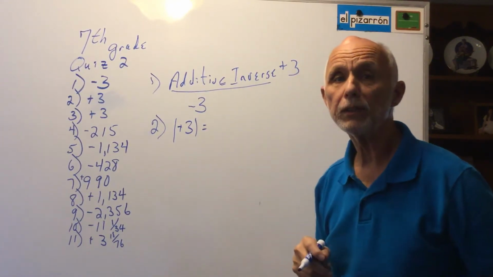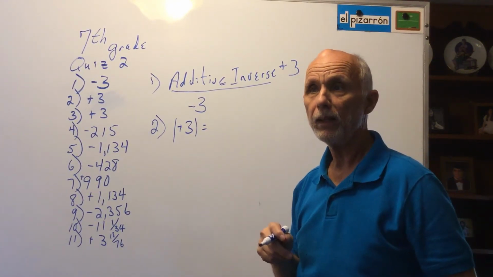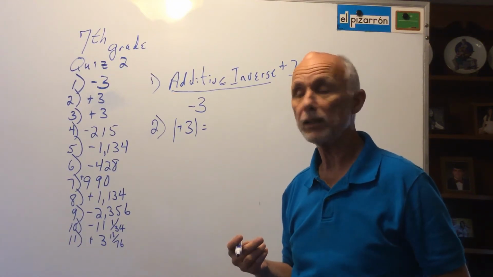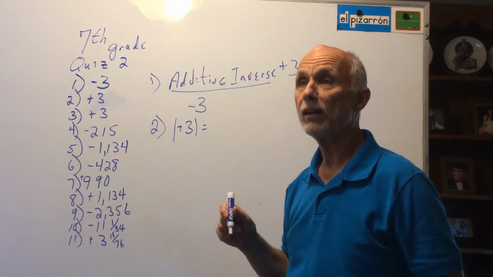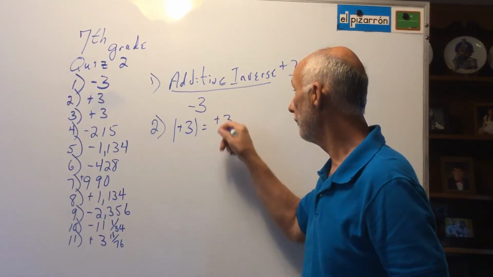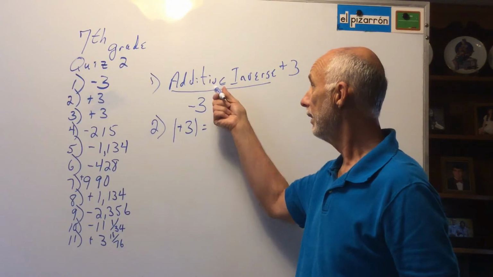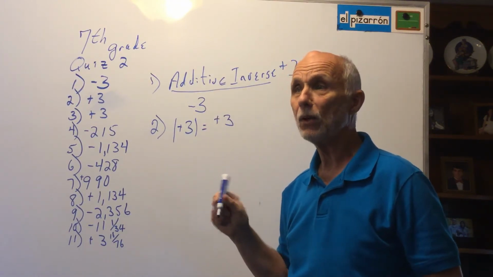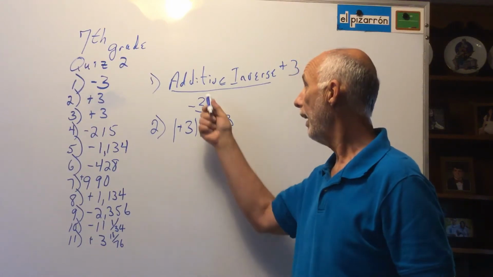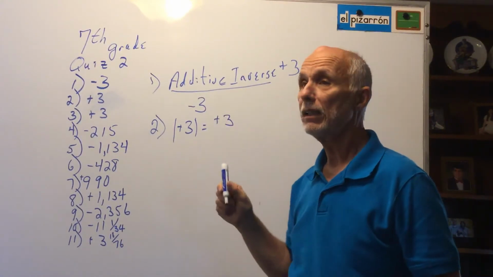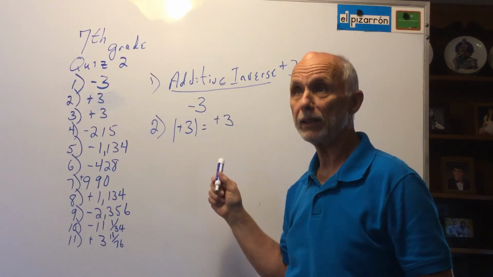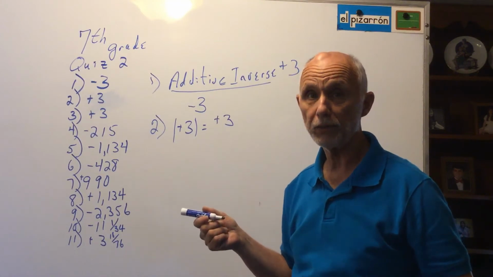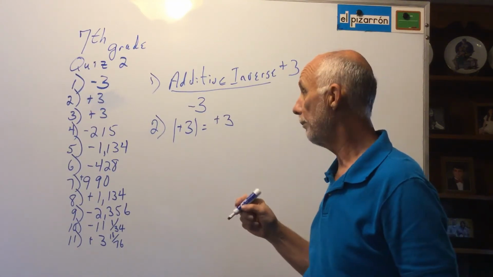And absolute value is the distance of numbers away from 0. And distance can never be negative, so absolute value is always positive. So the absolute value of a positive 3 is a positive 3. And again, they both start with A, additive inverse and absolute value, but they don't mean the same thing. Additive inverse means give the opposite. Absolute value means make it positive. Now, if this would have been the absolute value of a negative 3, it still would have been a positive 3, because you always make it positive.